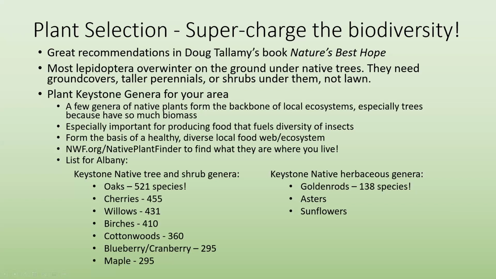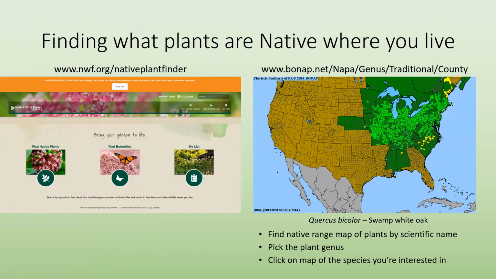Anyway, so you want to find what native plants are where you live. This is what the Native Plant Finder website looks like. You just put in your zip code up here, and then it'll give you a list, and you can search by butterflies too. And then the BONAP is the Biota of North America project, I think.